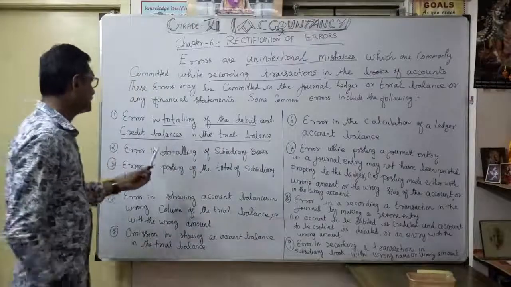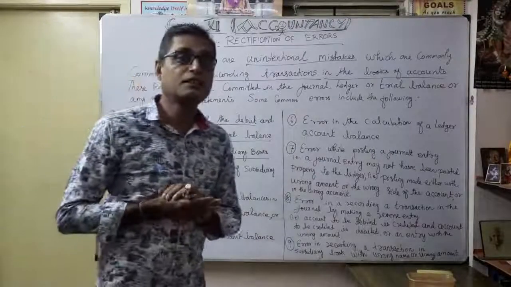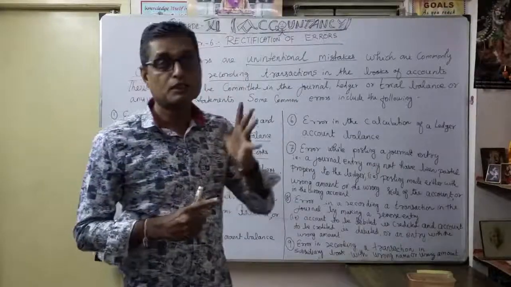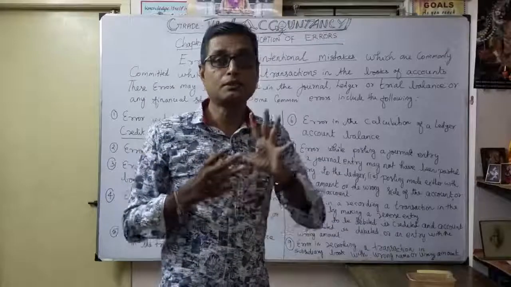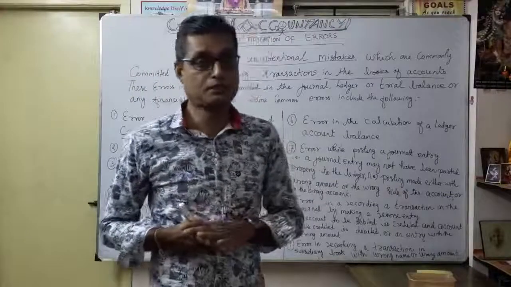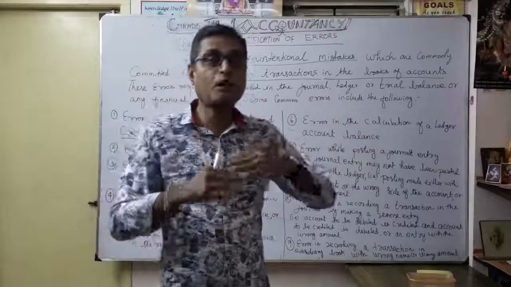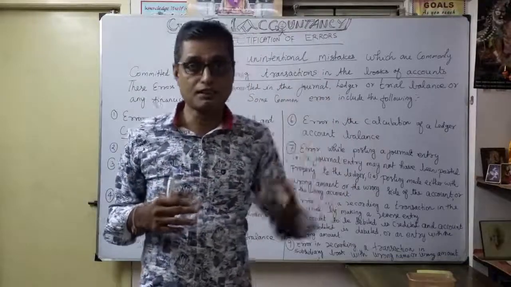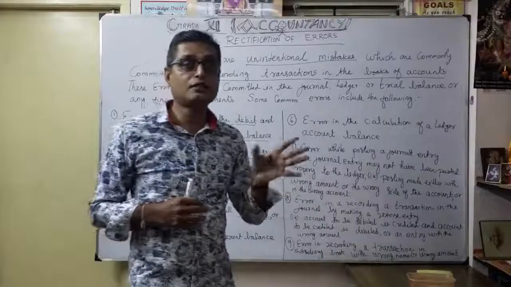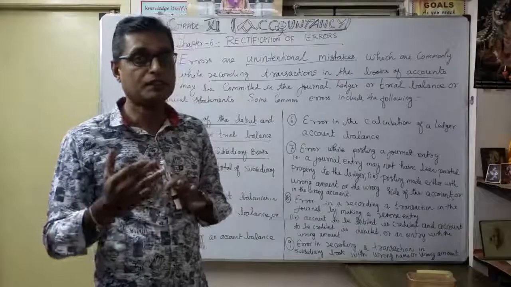Next, error in totaling of subsidiary books. As we discussed earlier, subsidiary books are the purchase book, sales book, purchase return book, and sales return book. In preparing these books, an error can occur when totaling. Suppose we wrongly total purchases as 1,000 instead of 10,000. The total of the purchase book, sales, purchase return, or sales return comes under error in totaling of subsidiary books. That is the second possibility of error.